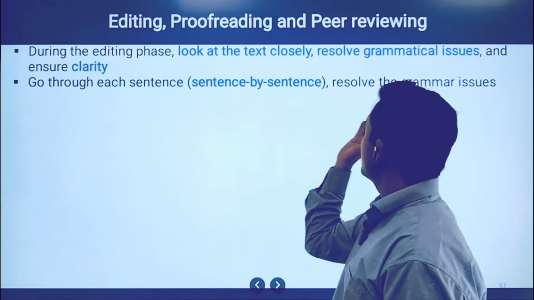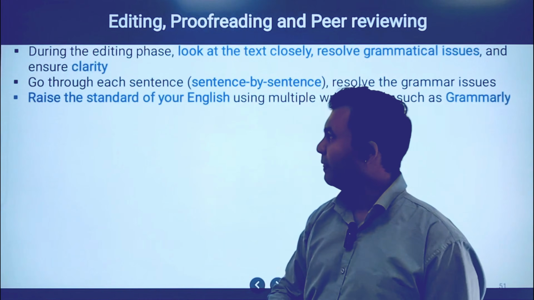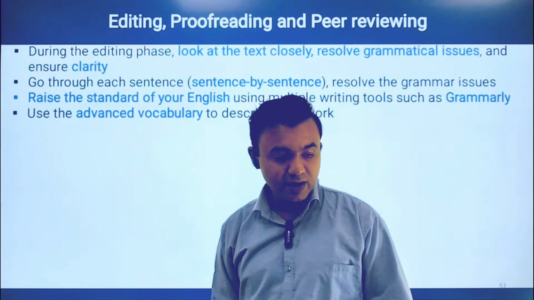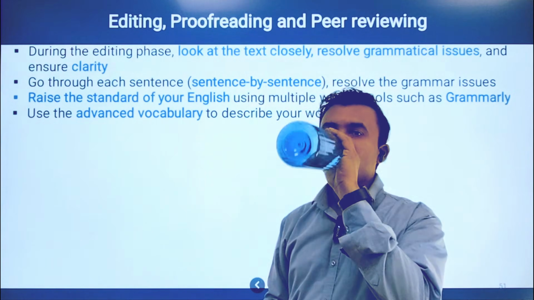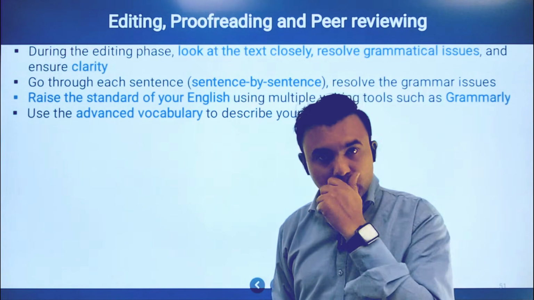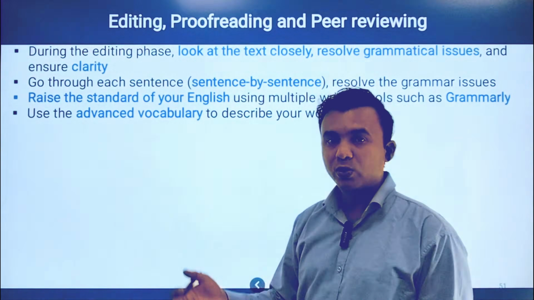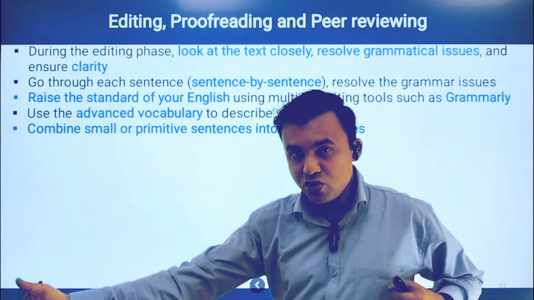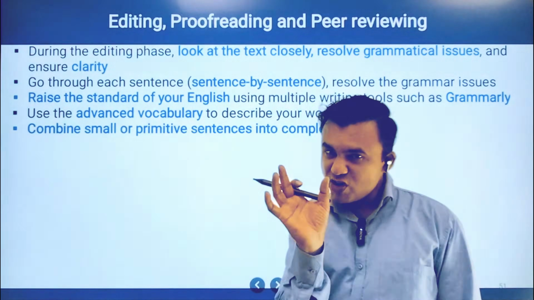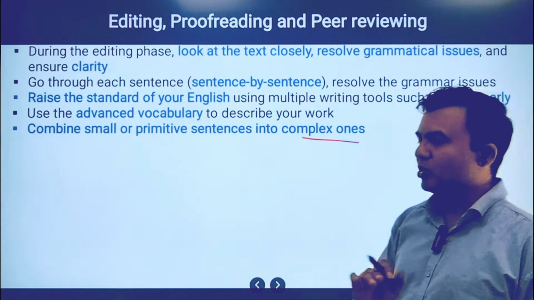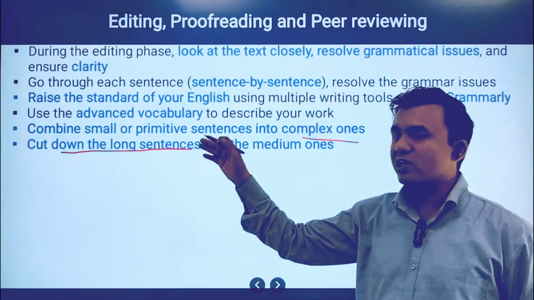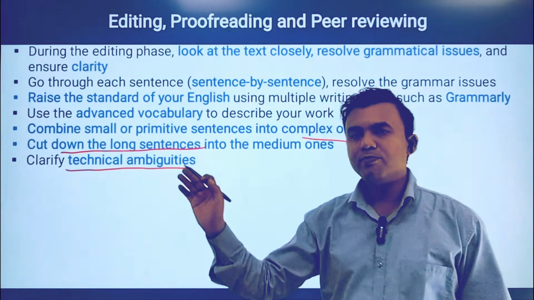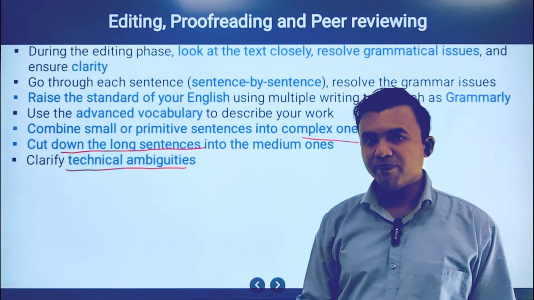So go sentence by sentence, resolve any technical or grammatical issue, raise the standard of your English, use those tools, use advanced vocabulary, not basic vocabulary. You can use thesaurus.com or synonyms, or ask an AI tool to replace with advanced vocabulary where possible. Combine smaller primitive sentences into complex ones. Don't write small sentences. Combine them into complex ones. Cut down the long, tedious sentences into medium-sized sentences. Right? Clarify any technical ambiguities. Do not leave any ambiguity or confusion.